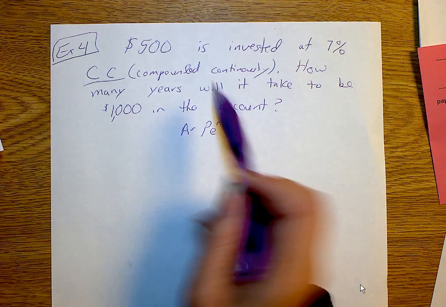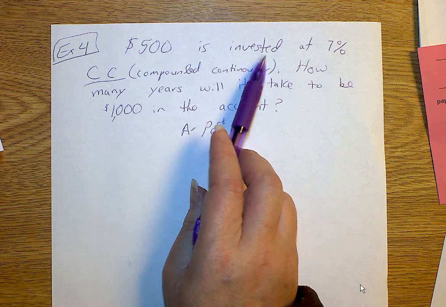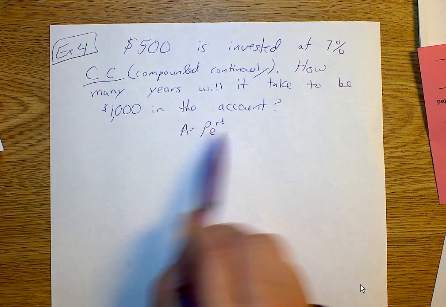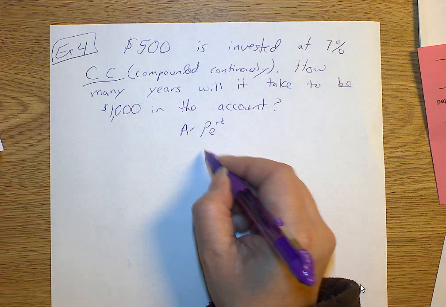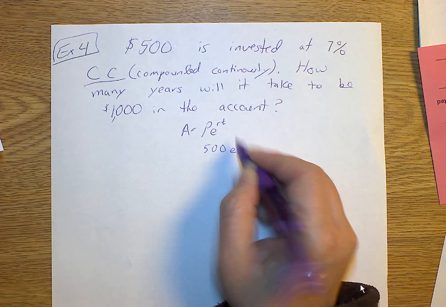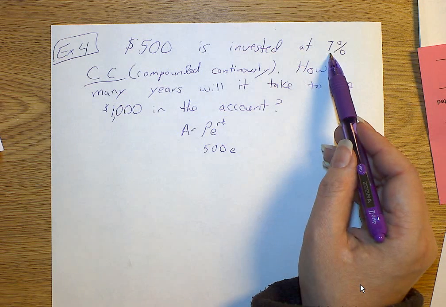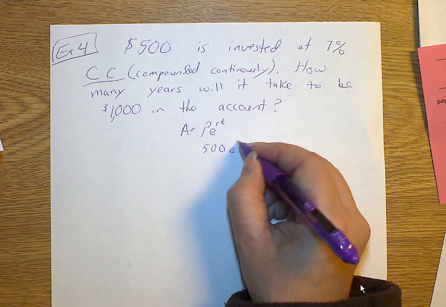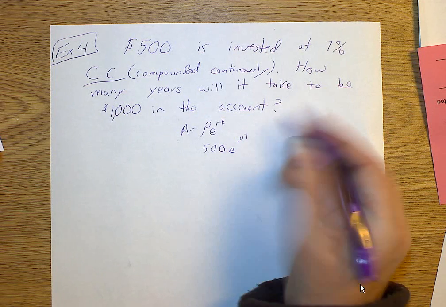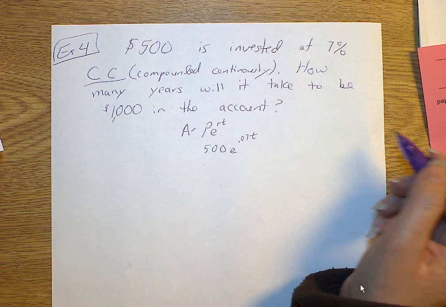So now you just simply plug in what we have. $500 is invested. What is that? Which letter? P is right. So we have $500. And then we have E to the R. R is your rate. So what are we going to do for 7%? 0.07. And it says how many years. So that's our T. So we're going to leave T.